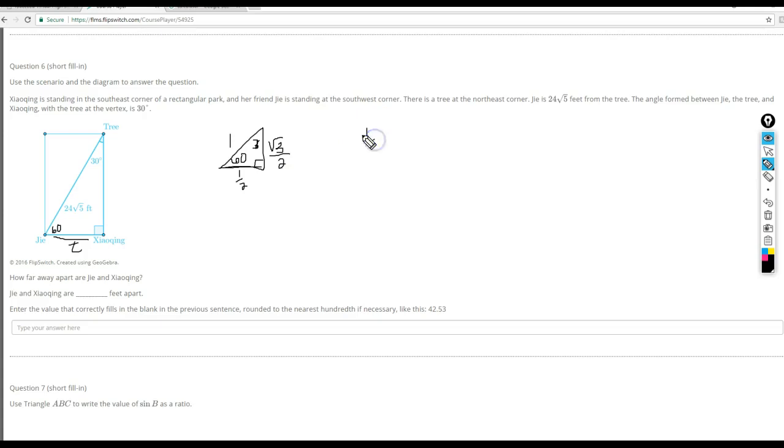So little t is to 1/2 as this hypotenuse is to this hypotenuse, and I'm using the hypotenuse lengths because those are the ones I have measurements for. So I have 24 square roots of 5 is to 1. So again, 24 square roots of 5 divided by 1 is 24 square roots of 5.